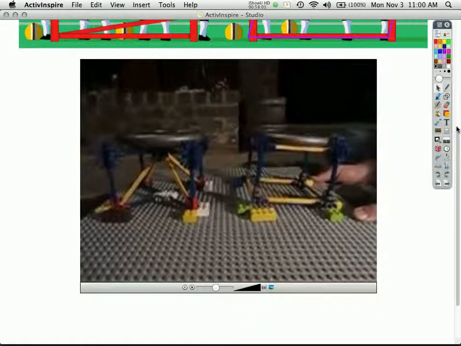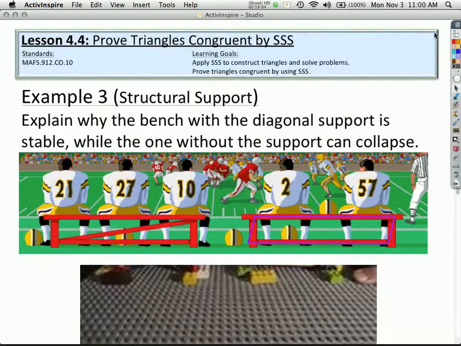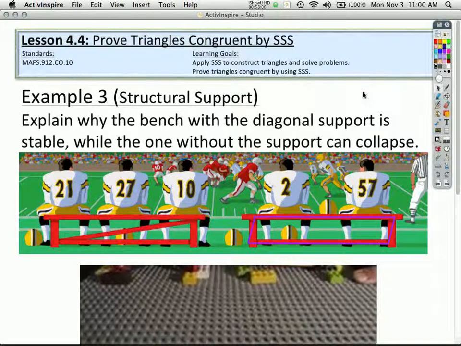Okay? So the point is this. It's a simple question to answer. Explain why the bench with diagonal supports is stable. Because triangles can only have one possible shape based on their size, whereas quadrilaterals and other shapes can have different shapes. Okay? Anyone have any questions about that? Okay, no questions?